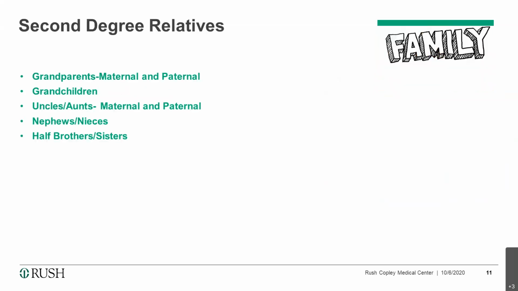Then our second-degree relatives. This is where we will note our grandparents, both maternal and paternal. And then we will also go ahead and put down our grandchildren. We'll also put aunts and uncles, maternal and paternal, nephews and nieces. And our second-degree relatives, that's where our half-brothers and sisters also would be identified.